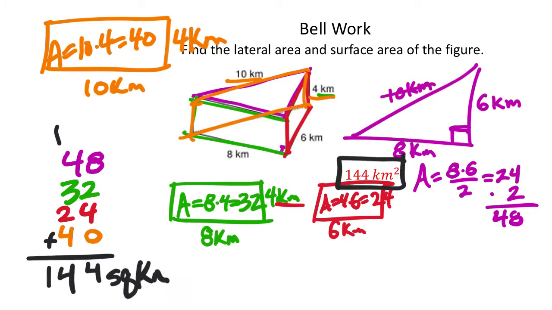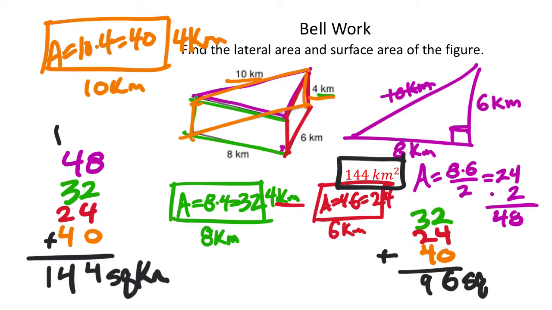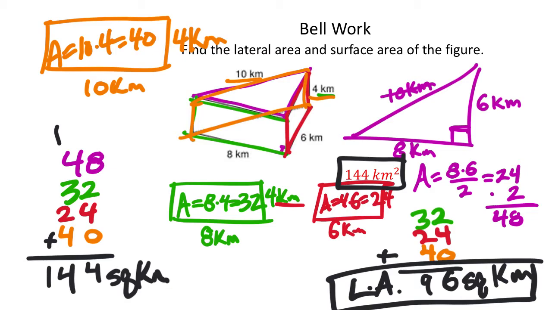So that would be the total surface area, but they wanted the lateral surface area as well. So in that case, we're just looking at the rectangles, which was 32 in green, the 24 in red, and the 40 in orange. You could have just subtracted the 48 from 144, but it doesn't matter. So there's a 6, 5, 9, 96 square kilometers. That's the lateral surface area. And we already found the total surface area.